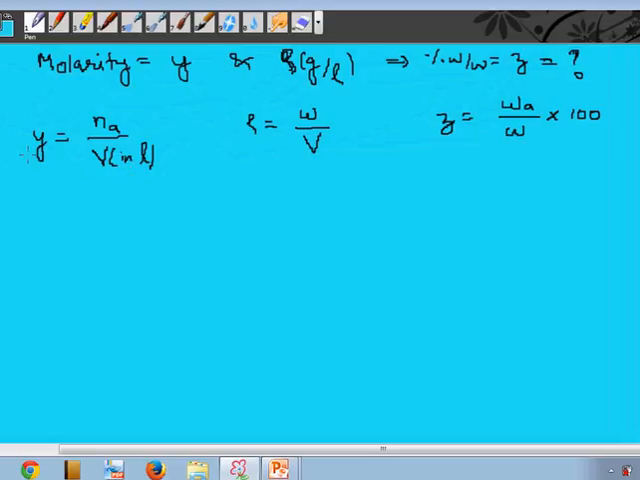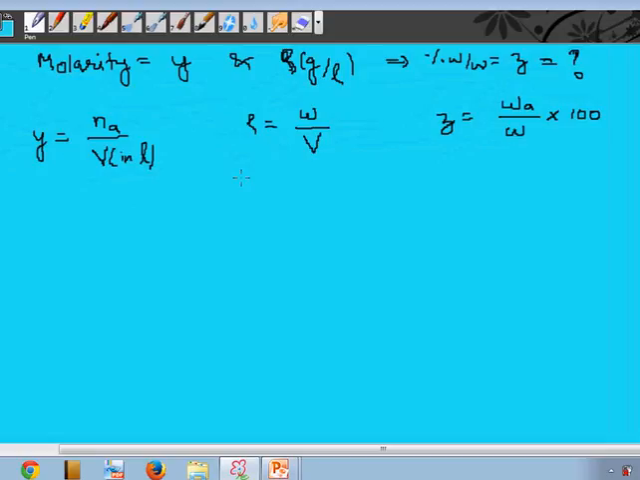So I have molarity equals moles divided by volume. And what I have is Z is equal to WA by W into 100. What I need is to calculate Z in terms of Y and rho. So I have to eliminate these variables. Z is WA by W, so I basically have to eliminate WA and W. So how do I eliminate W? It's quite simple from here.